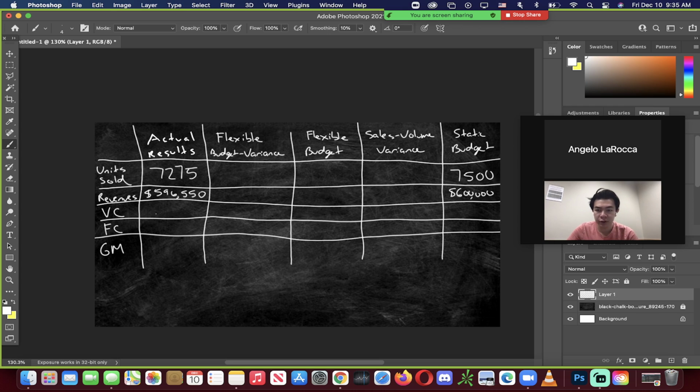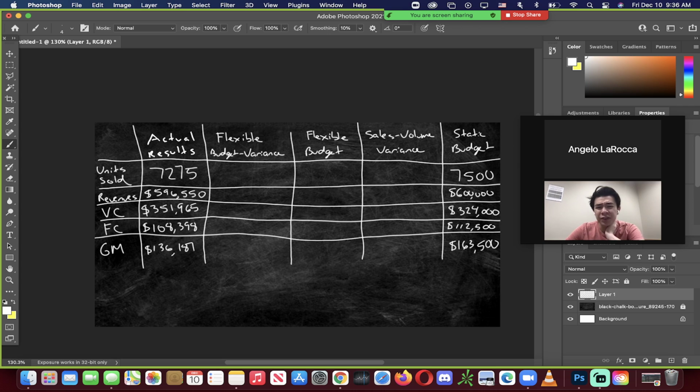They have variable costs as well. $324,000 here. Fixed costs, here's 108. On the other side is 112,000. And on the very bottom, we have the gross margin. Right, so we have 2 rows, and now what we've got to do first is make a flexible budget.